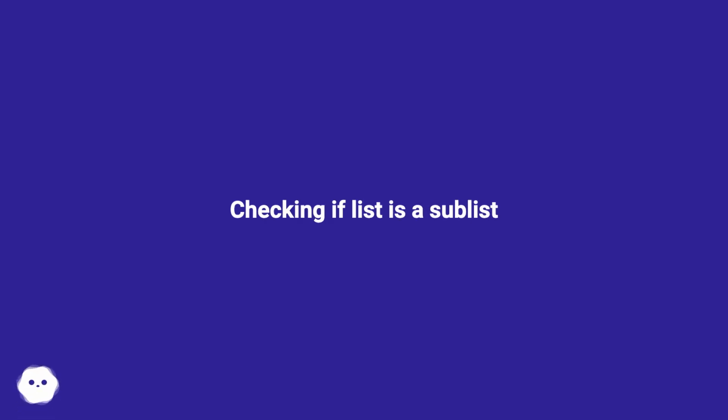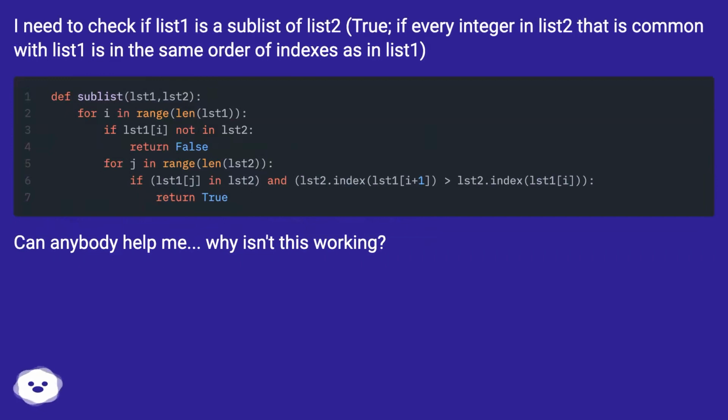Checking if list is a sublist. I need to check if list 1 is a sublist of list 2. True if every integer in list 2 that is common with list 1 is in the same order of indexes as in list 1. Can anybody help me? Why isn't this working?